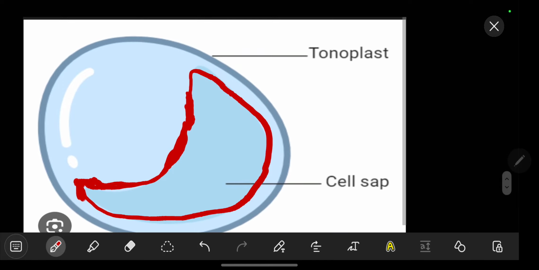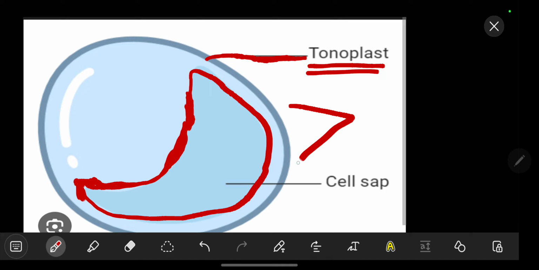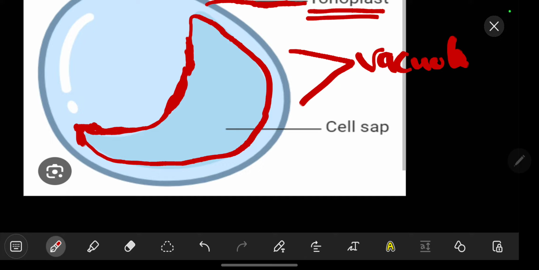Let's first talk about the makeup. The vacuole is a membrane bound organelle, meaning it has a membrane, which is what we are going to call the tonoplast. The function of the tonoplast is similar to the cell membrane. So this whole structure is the vacuole. The function of the tonoplast is to control what leaves and enters the vacuole. Most of the functions of the vacuole revolve around the cell sap.